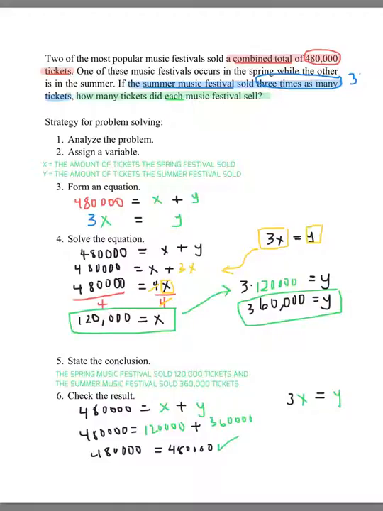And now substituting these into the second equation, we end up with 3 times 120,000 is equal to 360,000. And then indeed, we end up with the same value on the right-hand side and the left-hand side. And that value is 360,000 for both. And then that also verifies that our solution is correct.